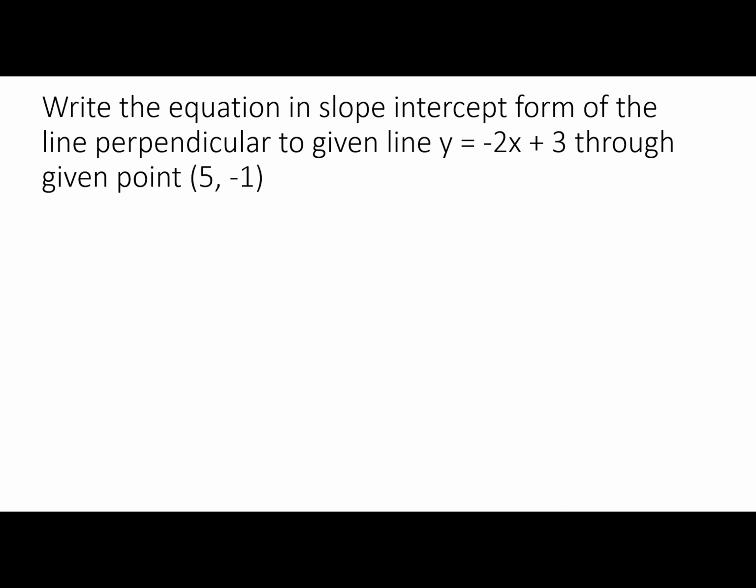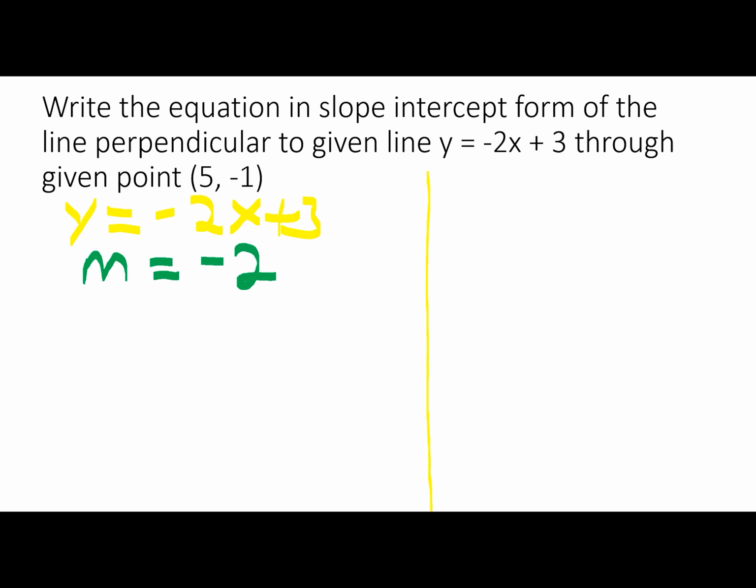Write the equation in slope intercept form of the line perpendicular to the given line y equals negative 2x plus 3 through the given point 5, negative 1. Our first step said to make sure the given equation is in slope intercept form. In our case, it is: y equals negative 2x plus 3. Now we have to identify the slope. Our slope is negative 2. The number in front of the variable x is the slope. 3 is the y-intercept, the constant by itself.